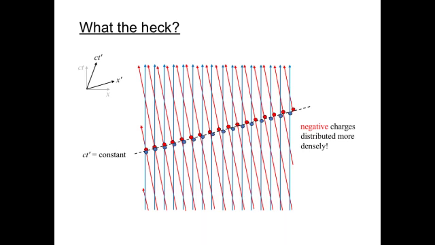You see on the left-hand side of the diagram, the positive and negative charges are nearly coincident. But as we move over to the right-hand side of the diagram, the negative charges are more closely spaced than the positive charges. And so that means that in this frame of reference, that same set of charges will appear to have more negative charges per unit length than positive charges per unit length. It will have a net negative charge density.